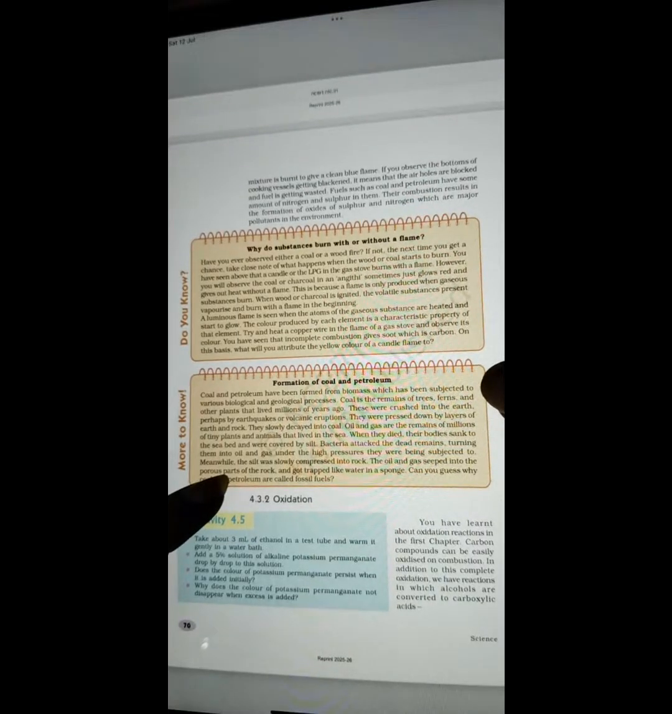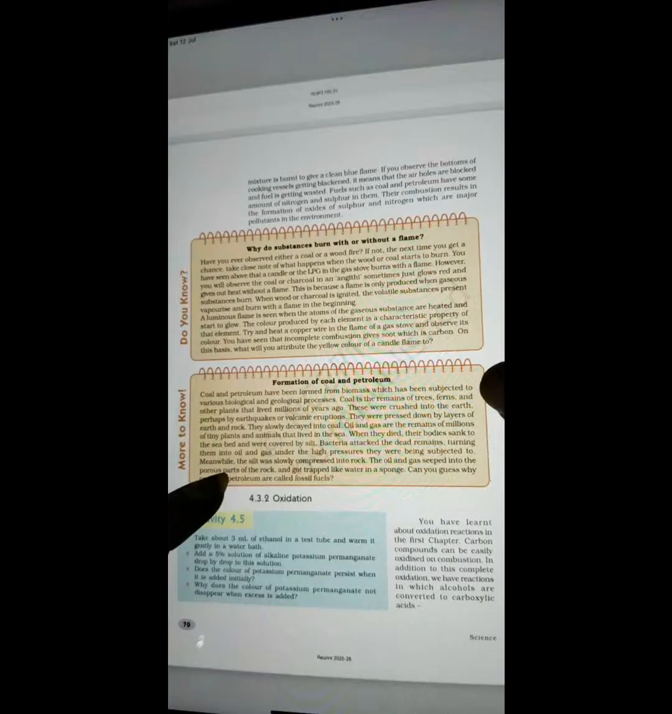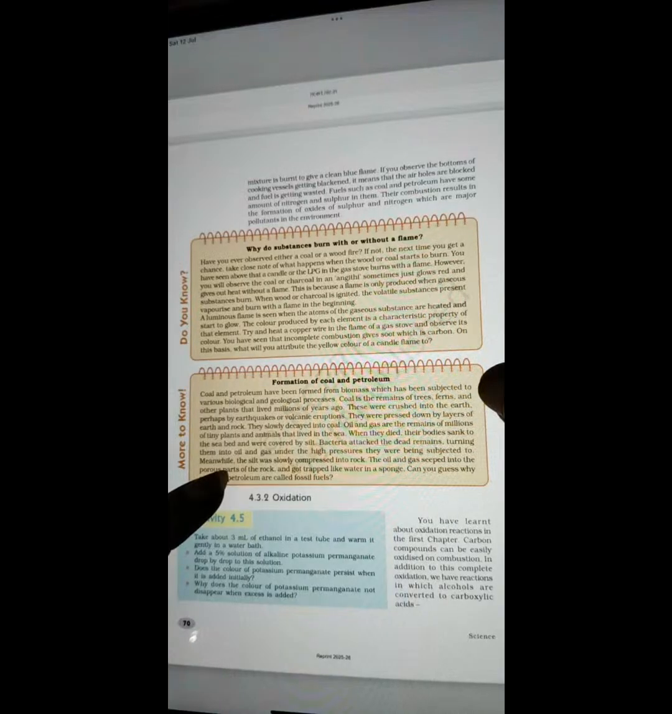Have you ever observed either a coal or a wood fire? If not, the next time you get a chance, take close note of what happens when the wood or coal starts to burn. You have seen that a candle or the LPG in the gas stove burns with a flame. However, you will observe the coal or charcoal in an angeethi sometimes just glows red and gives out heat without a flame. This is because a flame is produced only when gaseous substances burn.